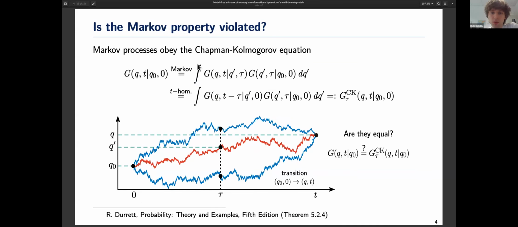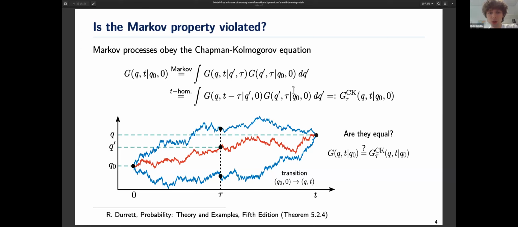This equation gives you this identity. The right-hand side shows that you can go through intermediates. First you go to an intermediate Q prime at some time tau, and then from this intermediate, you go to the final point. This integration is simply the summation over all possible intermediates. One further assumption we make is that we assume a time-homogeneous process, which we can also directly test from the measured data.